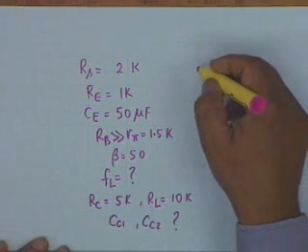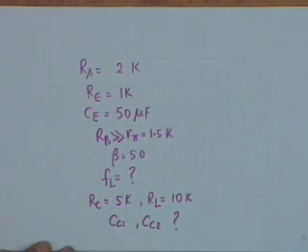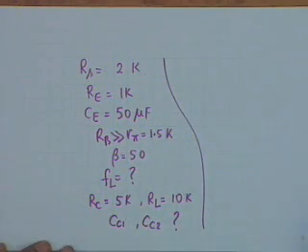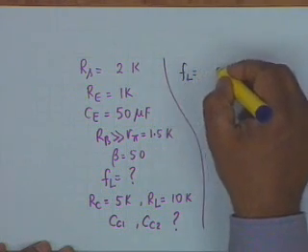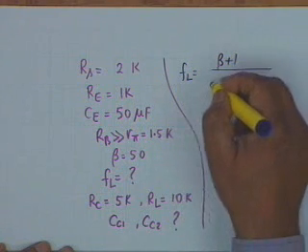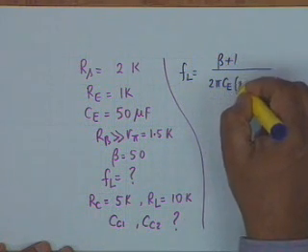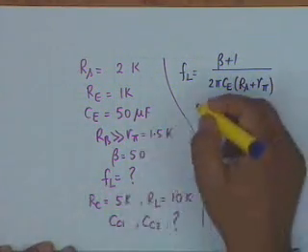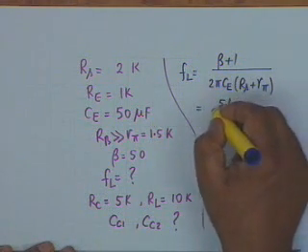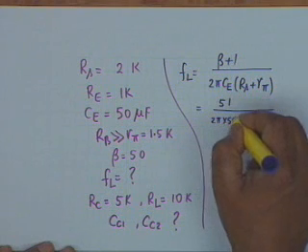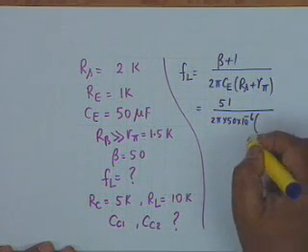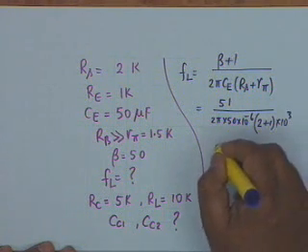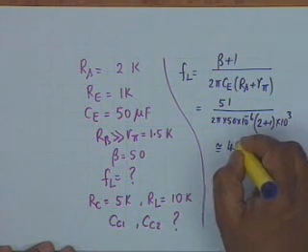Okay, the design proceeds like this. Since Ce determines the low frequency 3 dB point, you can calculate FL as equal to (beta plus 1) divided by 2 pi Ce (Rs plus R pi). Substituting the values of beta 51, 2 pi times 50 times 10 to the minus 6, Rs is 2K and R pi is 1K, so (2 plus 1) times 10 to the 3, this calculates out to approximately 45 Hertz.